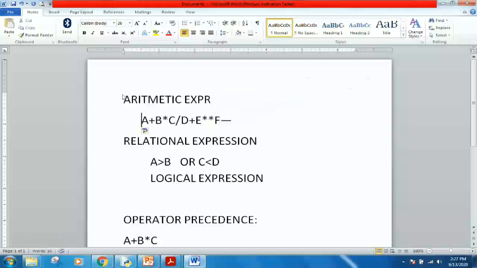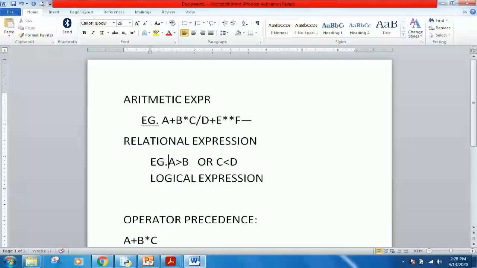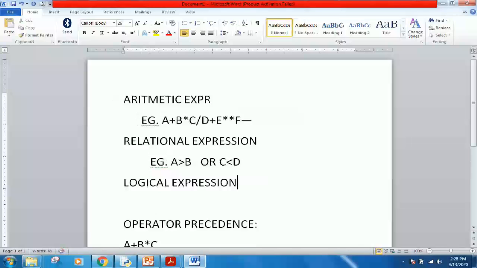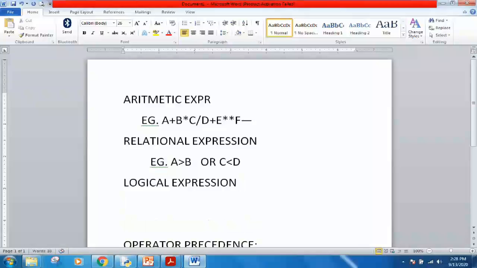This is the example of an arithmetic expression. This is your example of a relational expression. And if there are and, or, not operators in a statement, then it is known as a logical expression. For example, a greater than b and c greater than d. Now in this the and operator is also present, so it is a logical expression. So you can say that we have different types of expressions.